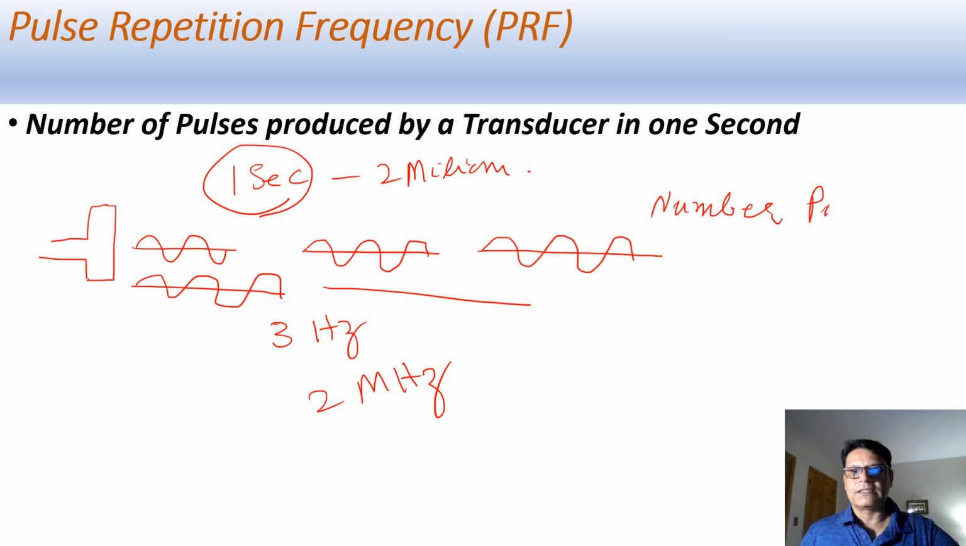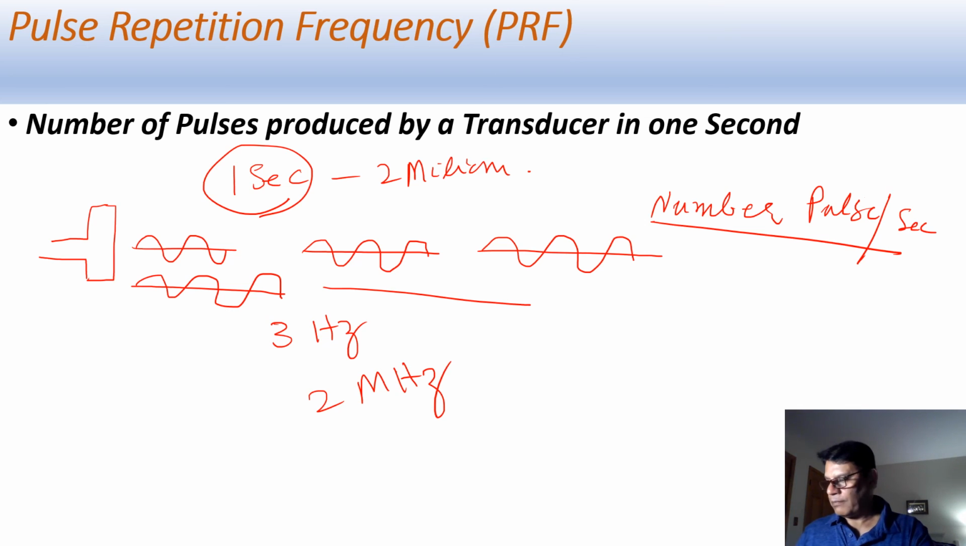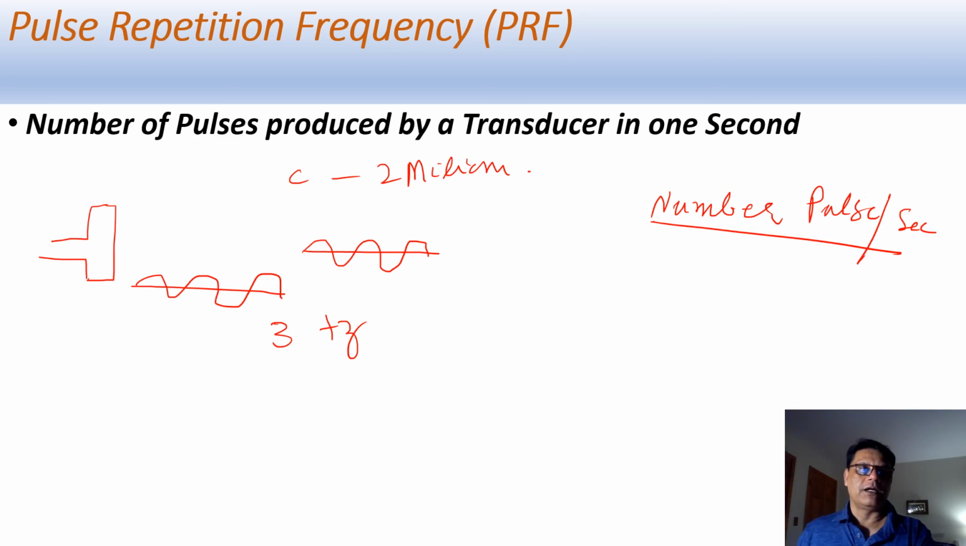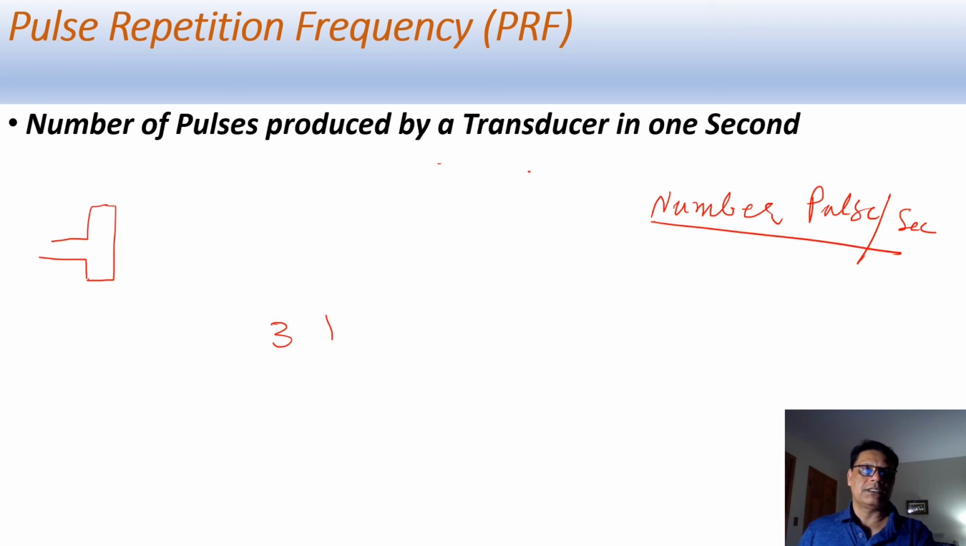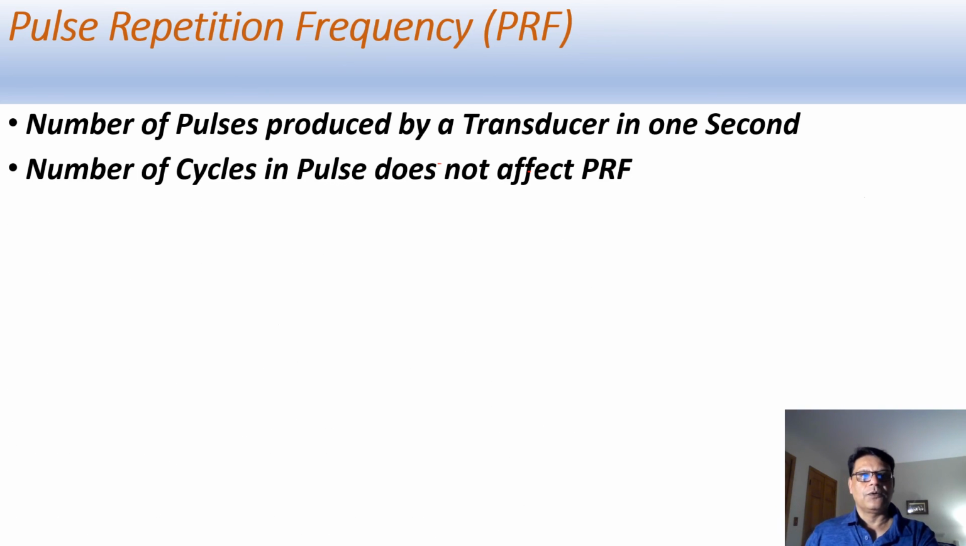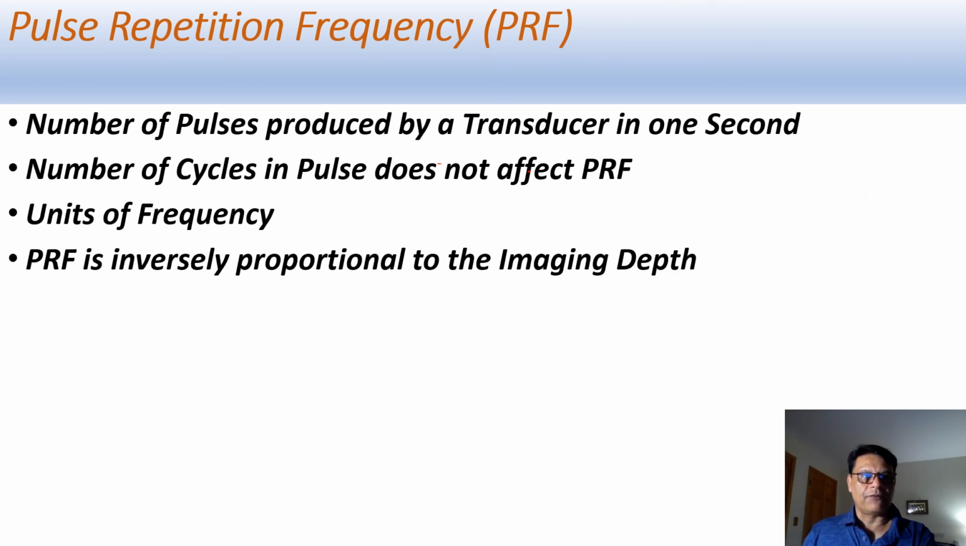Is the number of pulses in 1 second. This is called pulse repetition frequency. And a sonographer can change pulse repetition frequency by controlling the depth, as he can change the pulse repetition period. We will see a little bit later. So the number of cycles in a pulse doesn't affect pulse repetition frequency. So it has the same unit as of frequency.